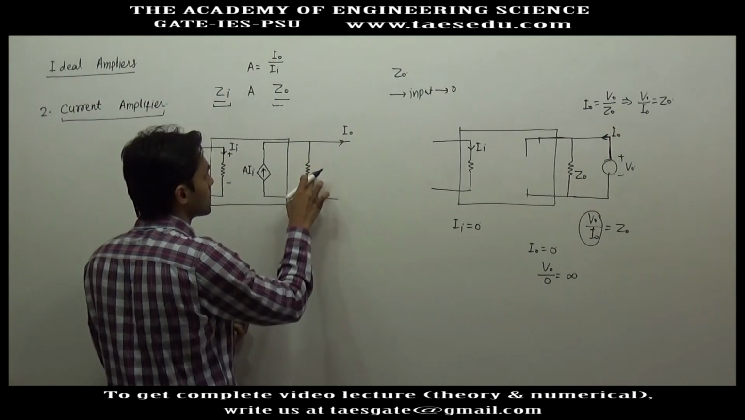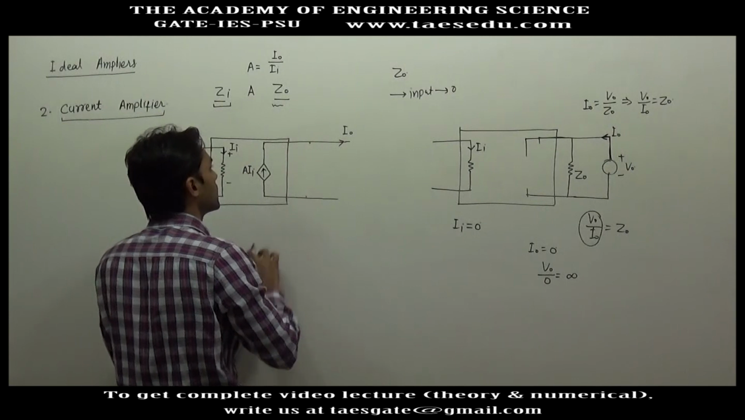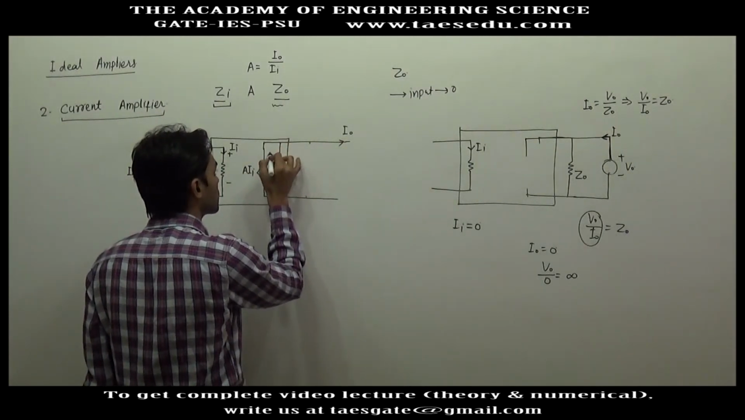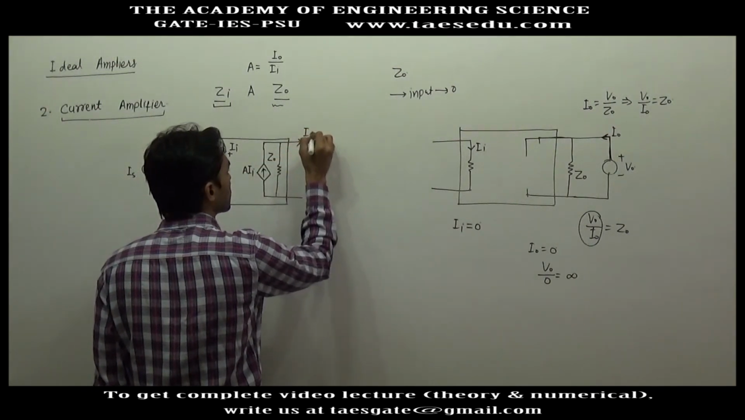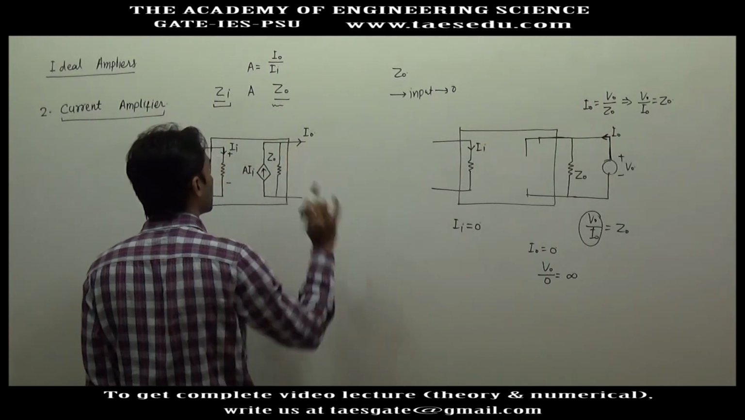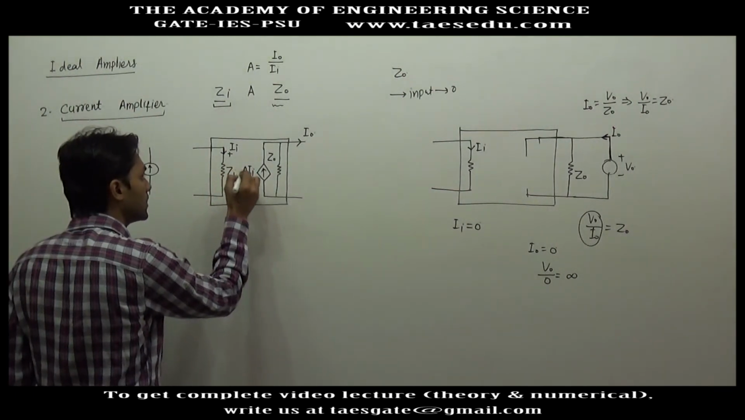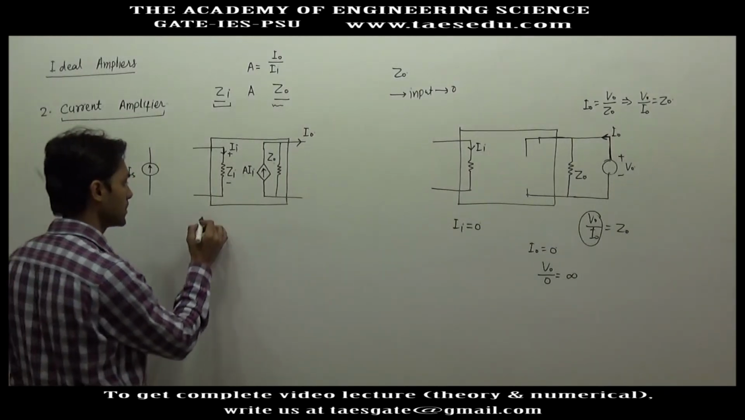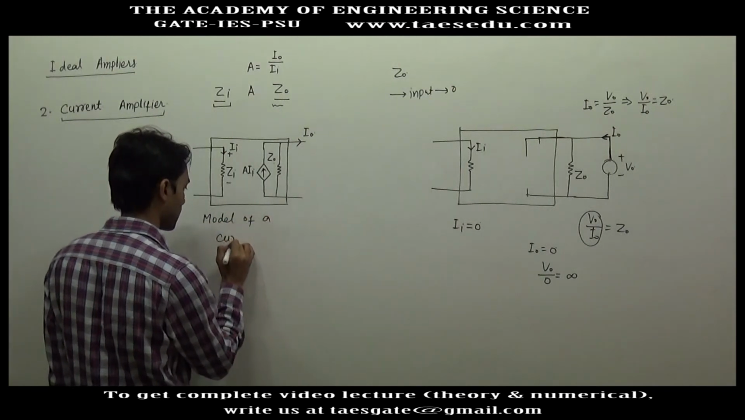I should model this Z0 inside the box only, because inside the box we have the amplifier and Z0 is part of the amplifier only. So this is Z0. Okay, and this will be the final output current. Outside the box we will have the final output current. So we have Zi, gain and Z0. We have the complete model of a current amplifier. This will be the circuit model of a current amplifier.